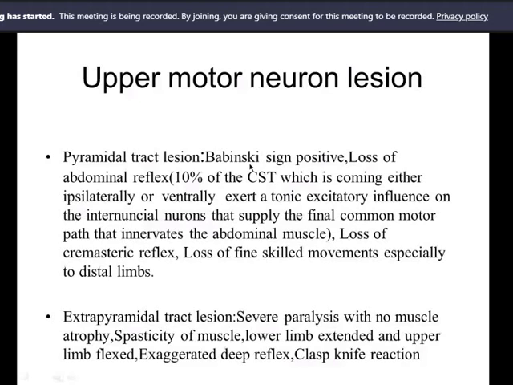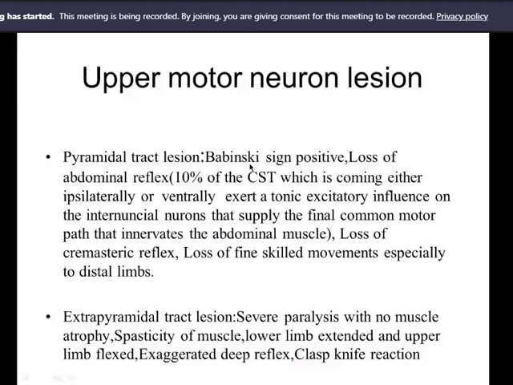Positive Babinski sign is also seen in children below 2 years, because at that time the pyramidal tract is not properly myelinated. Myelination is still to be complete. Babinski sign positive can be seen in adults also, when we are in deep sleep. And if there is pyramidal tract lesion, Babinski sign surely will be positive.